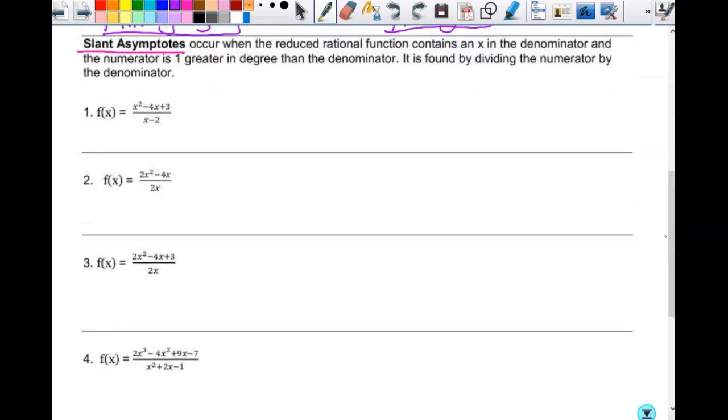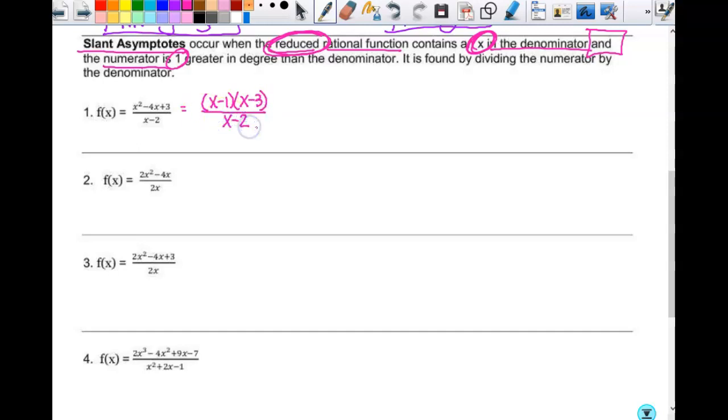All right, so let's go back to these slant asymptotes. They occur when the reduced rational function contains an x in the denominator and the numerator is 1 greater in degree than the denominator. We look at this and go, all right, it's top heavy. Since it's top heavy, there is no horizontal asymptote, but there could be a slant asymptote. It doesn't guarantee it, but it could be. So I have to see if I can reduce it. I'm going to factor the numerator. This is going to factor into x minus 1 times x minus 3, all over x minus 2.